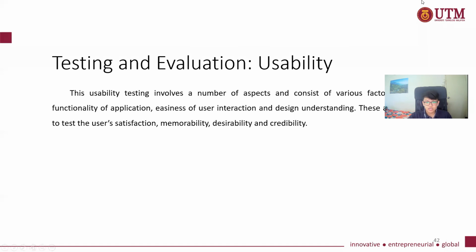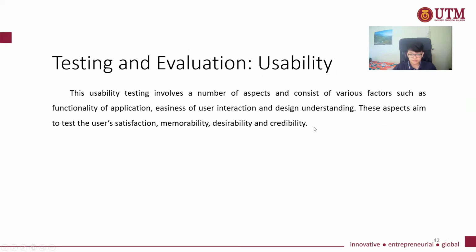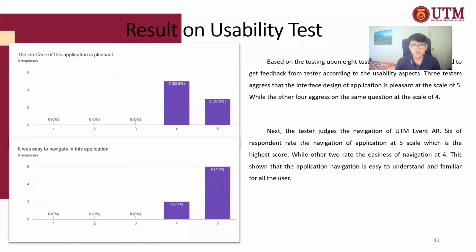Finally, we have the testing and evaluation of usability. Usability testing involves a number of aspects and consists of various factors, such as functionality of the application, ease of user interaction, and design understanding. This aspect aims to test user satisfaction, memorability, desirability, and credibility.